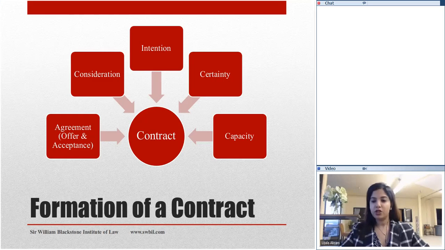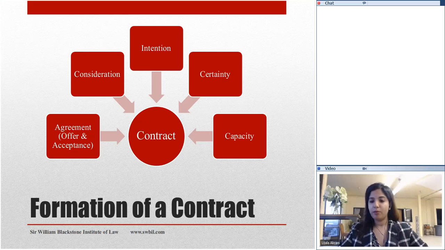All right. So, intention to be legally bound by the agreement. It is often called intent to create legal relations. And then there is certainty as to the terms of the agreement. And the third requirement that we are going to briefly touch upon is capacity.